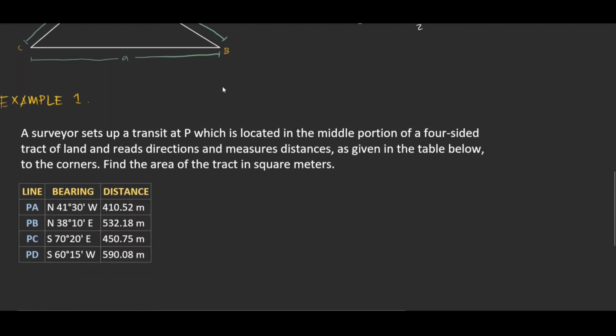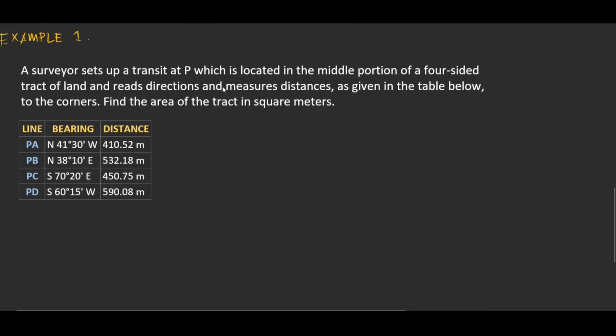Also, let's see which method we're going to use here to an example. Okay, so let's read the problem. A surveyor sets up a transit at P, which is located in the middle portion of a four-sided tract of land, and reads directions and measures distances as given in the table below to the corners. Now find the area of the tract in square meters. Okay, so the first thing that we need to do here is to plot this tract of land. We are given the bearings and distances from P to the different corners.